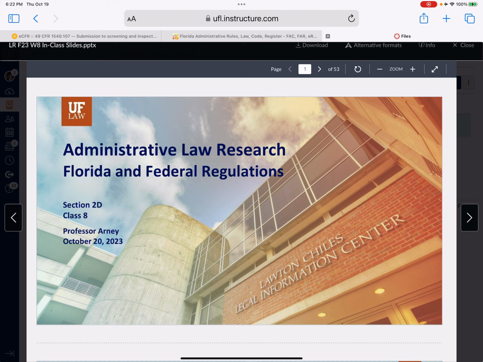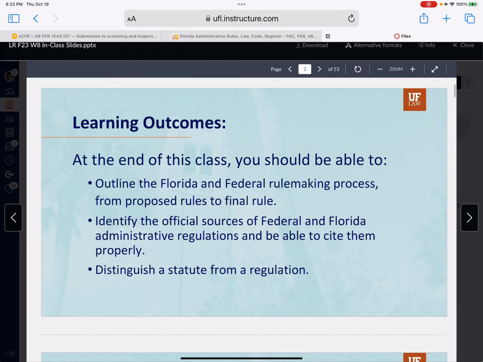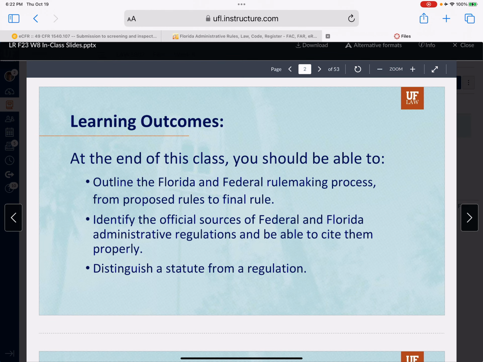Today we're talking about Florida and federal regulations, which is administrative law. At the end of this class, you're going to be able to tell me how Florida and federal rules or regulations, those terms are used interchangeably, how they're made from the beginning to the end, how they're amended, same process, what the official sources are for them, where to find them, how to cite them, and most importantly, the difference between a statute and a regulation.